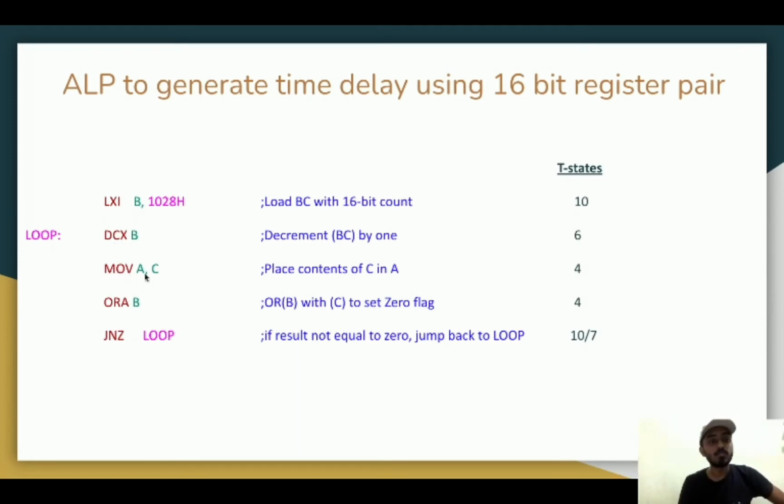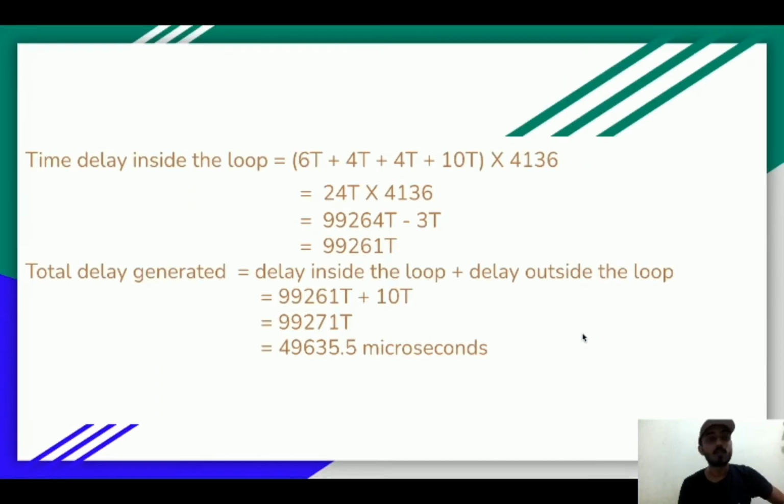And then MOV is used to place the content of the register C in the accumulator. ORA B is used to perform an OR operation for the content in the accumulator A with the content in the register B. And then JNZ is used to jump back to running the loop if the content is non-zero. And here are the T states.